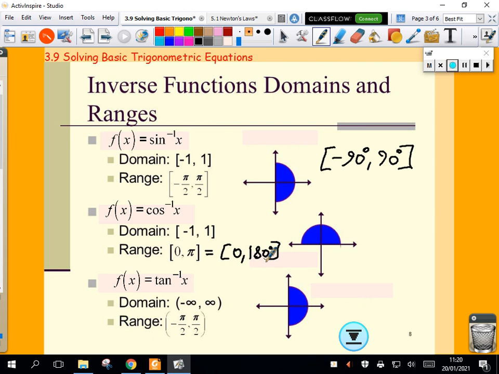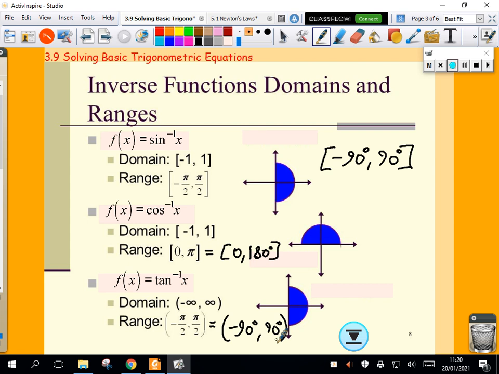For the tan function, the domain is all the real numbers. You can plug any real number in here, going from -infinity as low as you like up to positive infinity as high as you like. Round brackets here because they're not actually included real numbers. Infinity isn't an actual number. Your range will be all the numbers from -pi/2 to pi/2, which will be -90 degrees to positive 90 degrees. Notice the round brackets here, because 90 and -90 are not included in this range.